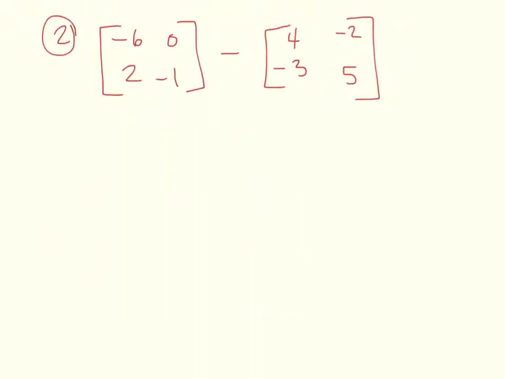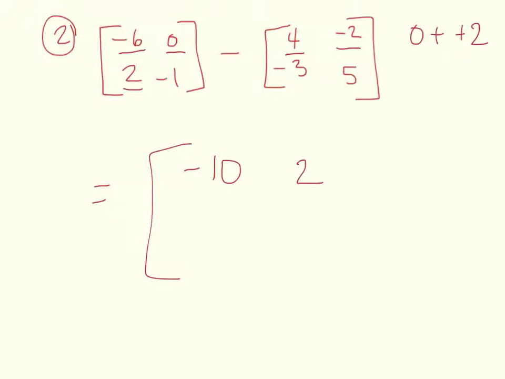Okay, these ones we're going to subtract the two matrices. So we have negative 6 minus 4, which is negative 10. 0 minus negative 2. Now remember, when you have two negatives next to each other, it becomes plus, so that's actually 0 plus 2, which is 2. Then you have 2 minus negative 3, so that makes 2 plus 3, which is 5. And negative 1 minus 5, which is negative 6.